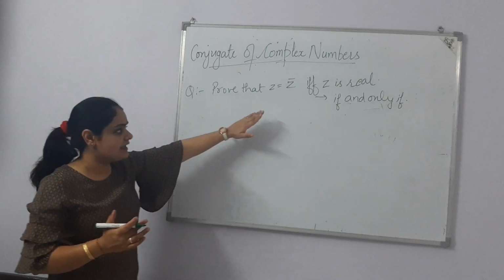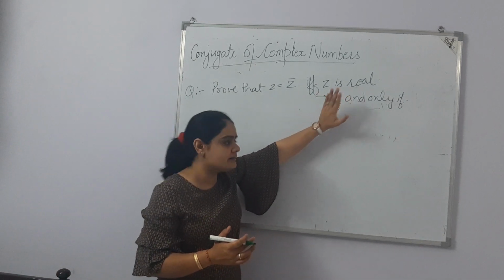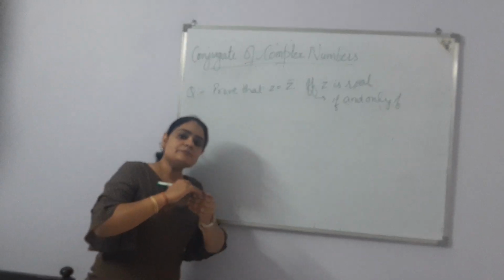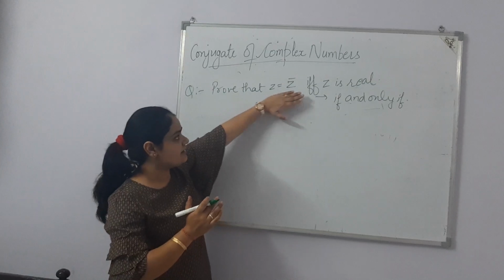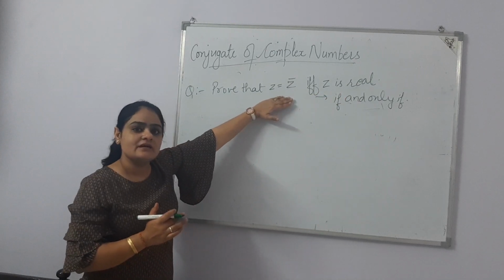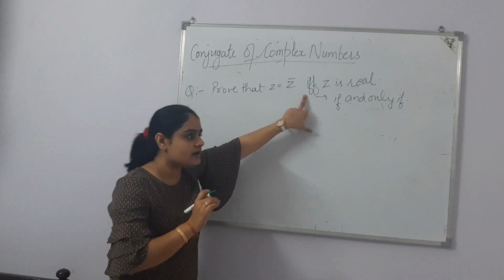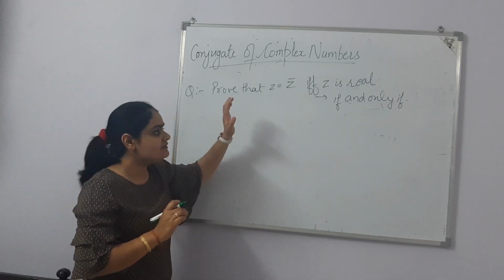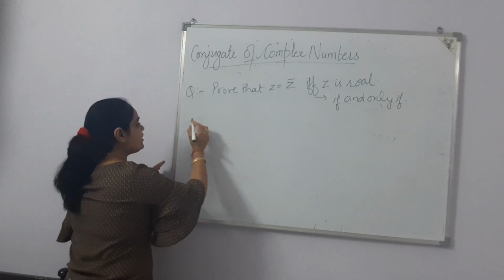That means both the situations we have to prove. If and only if is saying there are two proof parts. So we'll proceed with this question in both ways. That means if this is given, we'll prove this one; if this is given, we'll prove this one. This is called if and only if. So whenever if and only if is coming in any question, that means you have to prove that question in both the ways. So now we are proceeding.